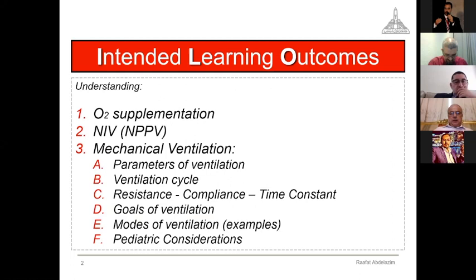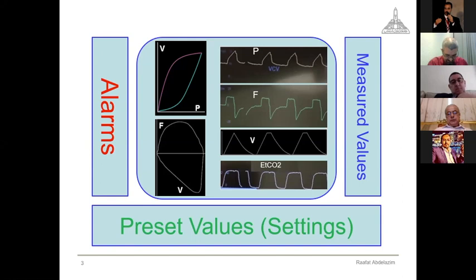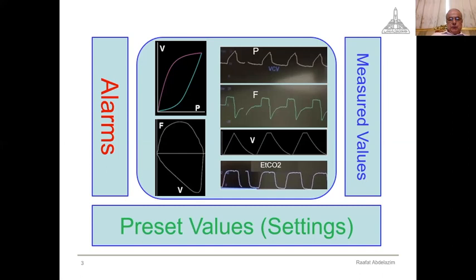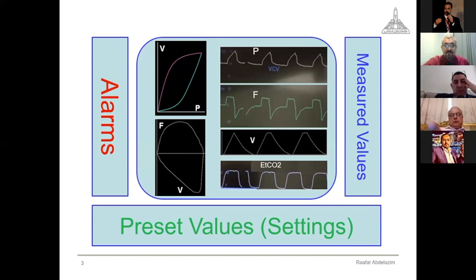Regarding management of patients with respiratory failure needing mechanical ventilation, we have to start a step before mechanical ventilation. First, to introduce the display of the ventilator, as everybody knows, it consists of two sets of numbers and one or two or three sets of graphs. Regarding the graphs, I will try to introduce another presentation for how to interpret them. Now, regarding the numbers, we have preset values or settings. I will talk about these settings later on, and measured values of whatever we are giving to the patient and how the patient is responding, and the alarms.